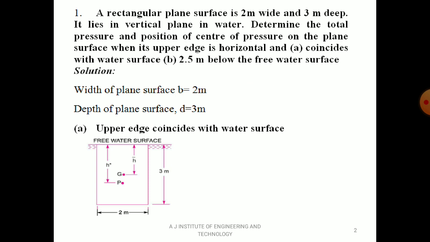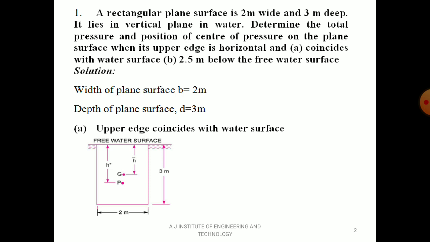So there is a rectangular plane surface that is kept vertically in water. The fluid is water. The depth of that rectangular surface is 3 meter and width is 2 meter. Determine total pressure, that is F, you are supposed to find, and position of center of pressure, that is H star, for two cases. First case, when the upper edge coincides with the water surface, and second case, when the upper edge is 2.5 meter below the free water surface.